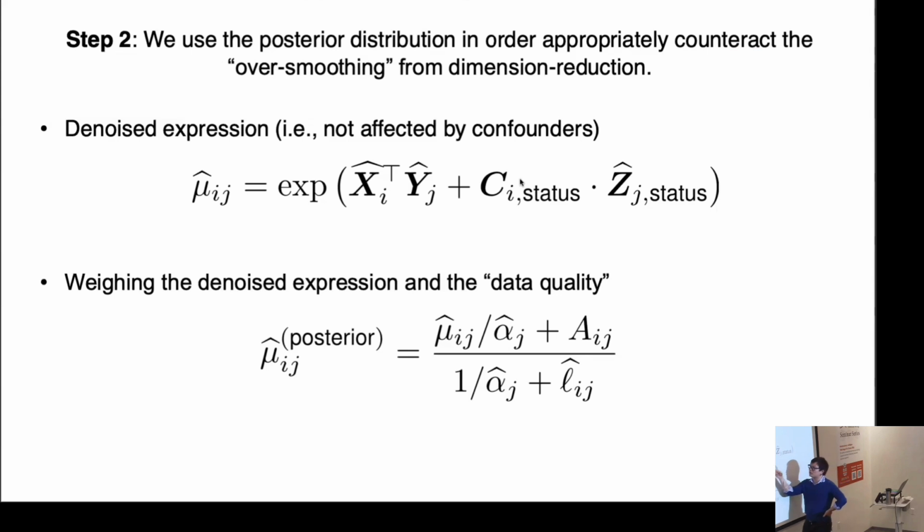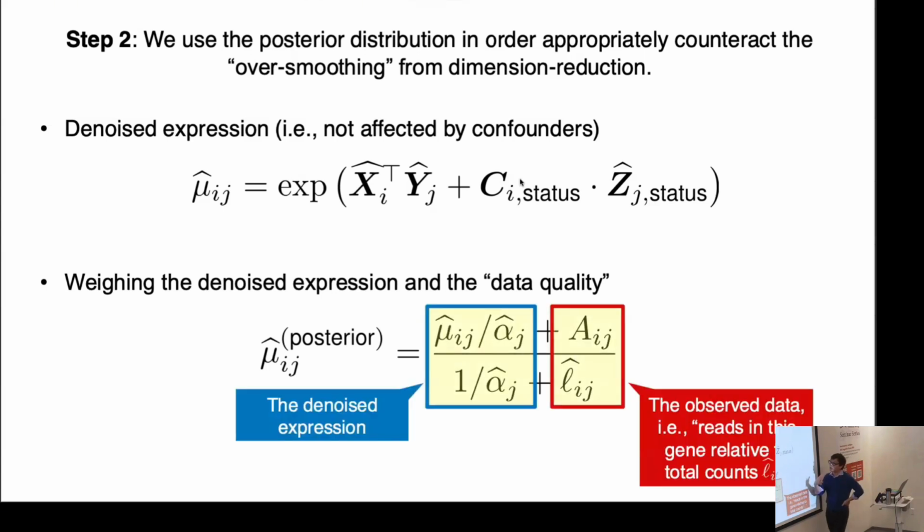Because I'm working with negative binomials, the link function is going to be my exponential function. And what I'm going to do then is weigh it against the observed count and the fitted library size for that cell. If you've worked with these posterior distributions before, you'll realize that on the left-hand side of the numerator, this is just my denoised gene expression. On the right-hand side, I'm weighing it against the actual data itself. If the data itself was very, very sparse, I would have no weight over here. If the data was very, very dense, then I would put more weight over here. And that's all scaled by my estimated library size.